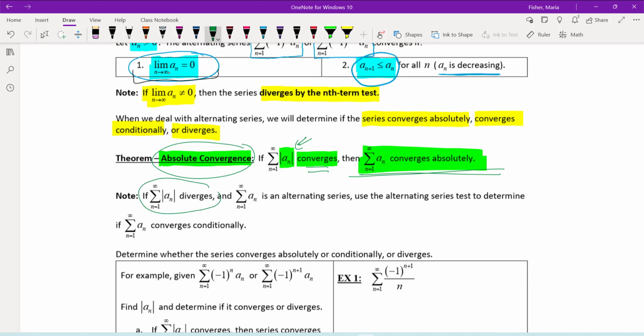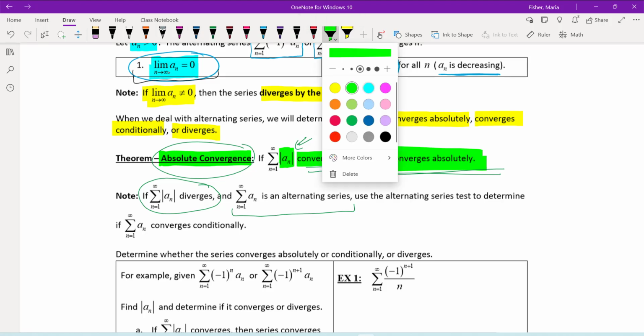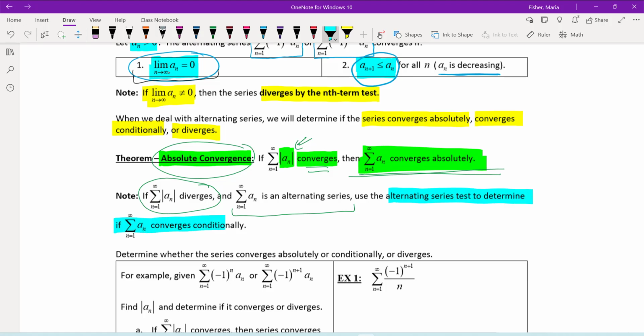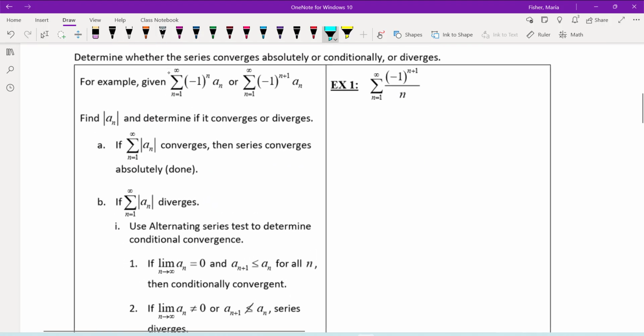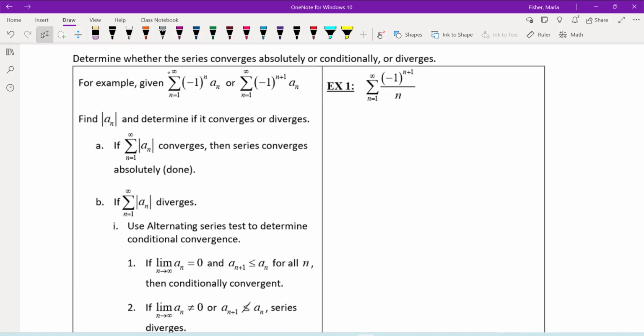Note, if you take the absolute value of a_n and that series diverges, and the series you're looking at is an alternating series, we then use that alternating series test that we just talked about to determine if the series converges conditionally. So let's look at example 1, where we determine whether the series converges absolutely, converges conditionally, or diverges. Remember, alternating series are in the form the sum from n equals 1 to infinity of (-1)^n times a_n, or (-1)^(n+1) times a_n.